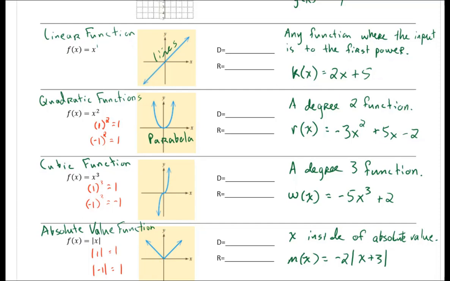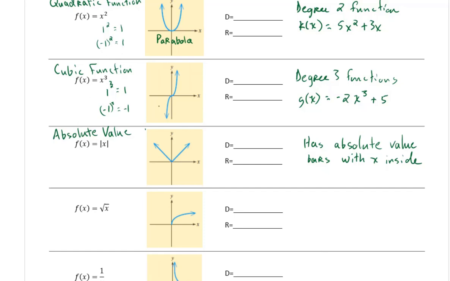Okay, we'll move on now. So the next one's a square root function. And that's going to be any function where you have x inside of a square root. I call these rocket launch functions because it looks like a rocket's shooting off. And it may be flipped. It could shoot in the other direction. It could shoot down.